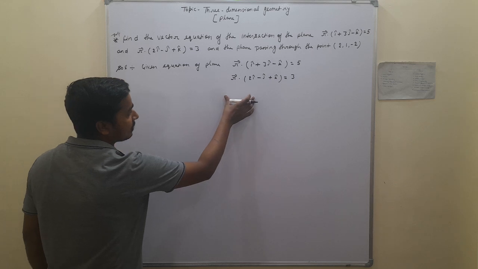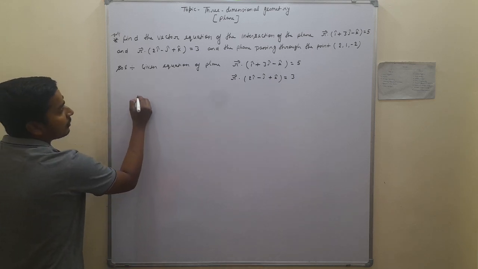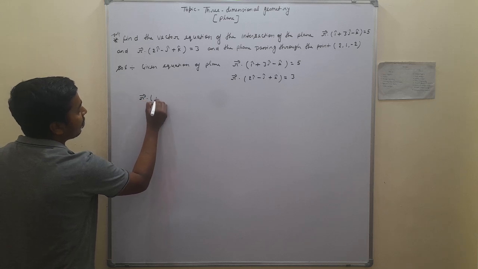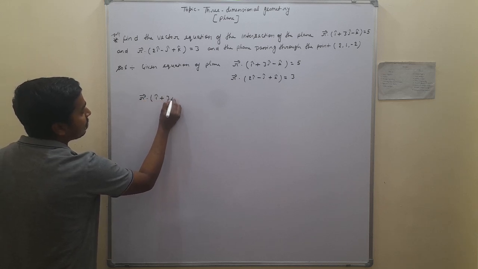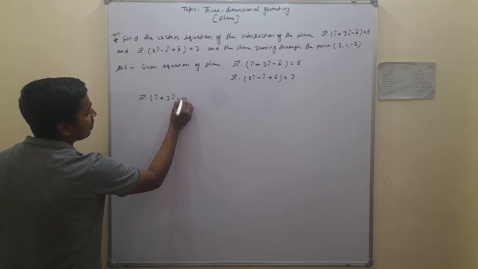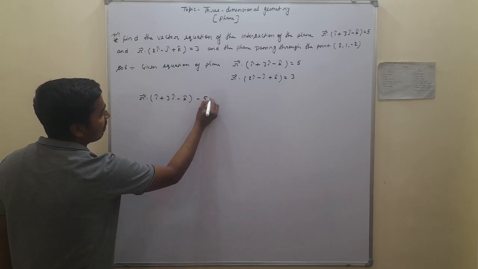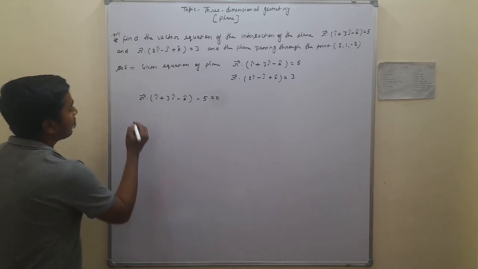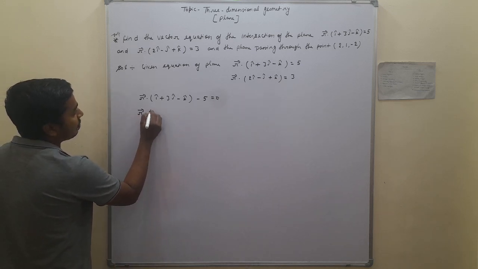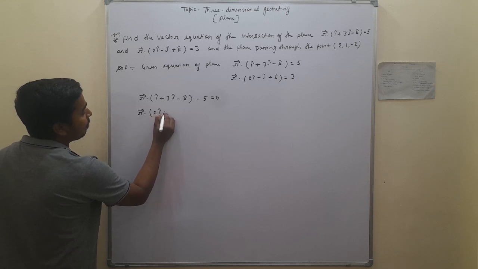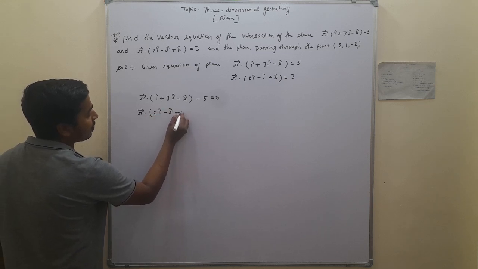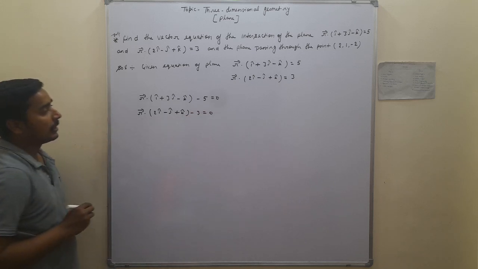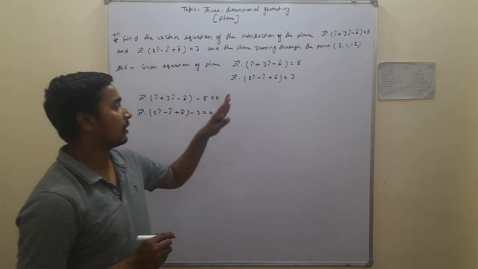We can also write the given equation of the plane as r vector dot (i cap plus 3j cap minus k cap) minus 5 equals 0, and we can also write the equation of the second plane as r vector dot (2i cap minus j cap plus k cap) minus 3 equals 0, and we have to write the equation of the intersection of planes.